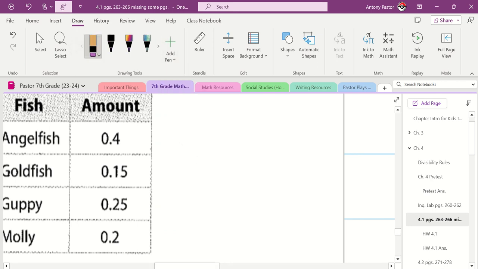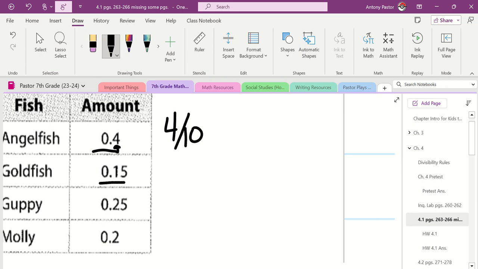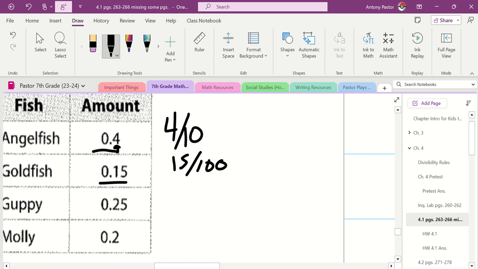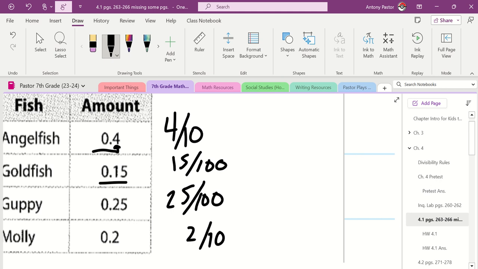There we go. So 0.4. We are looking at the last number in the place value. Since there's only one, that's 4 in the 10th spot, that'll be written as 4/10. The 0.15 in the 100th spot was 15/100ths, as we did earlier. This is 0.25, and the 5 is in the hundredths, so it'll be 25 over 100. And this is 0.2. The 2 is in the 10th spot, so it's 2/10. That's pretty much it.